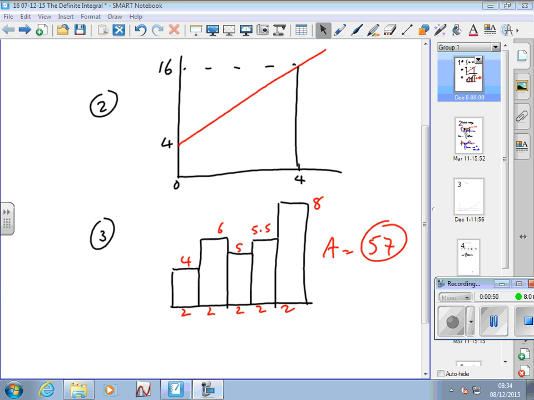Number three, there's 5 little rectangles, and these numbers represent the height of these rectangles. And the width of each rectangle is 2. If I told you that the area was 57, and I said to you, find out what 57 divided by 10 was, what does that tell us? What number does that tell us about that picture?